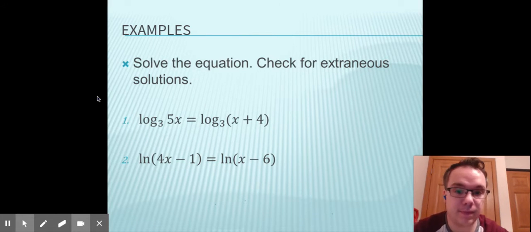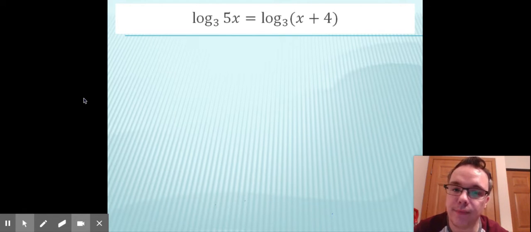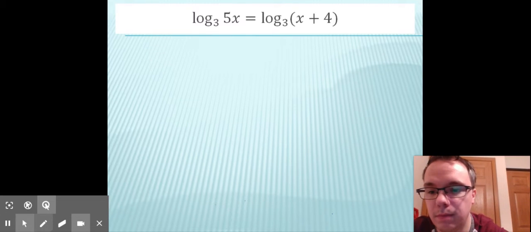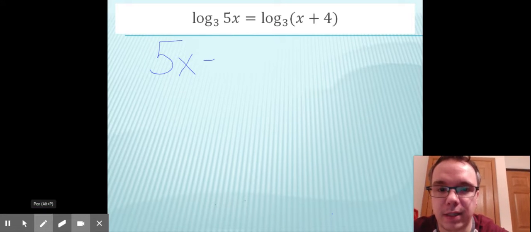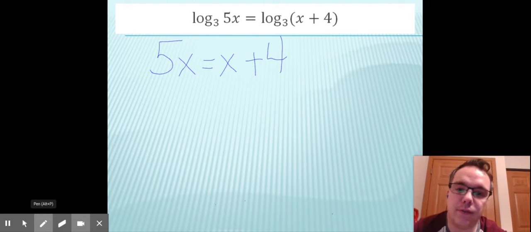So the first example was log base 3 of 5x equals log base 3 of x plus 4. So remember our rule was if we had two logs with the same base equal to one another, we can drop the logs. So that's what I'm going to do. I'm going to drop the logs and we will have 5x is equal to x plus 4. We need to now solve for x.